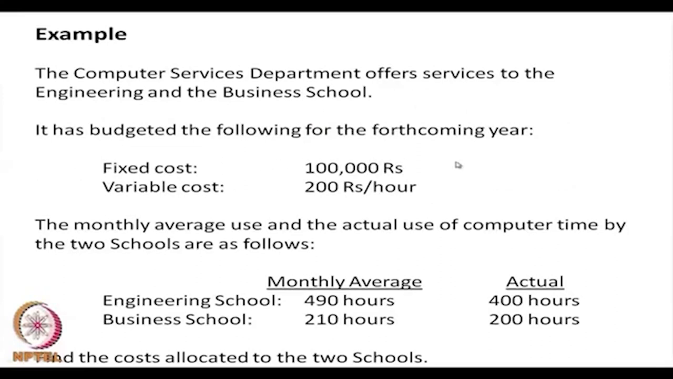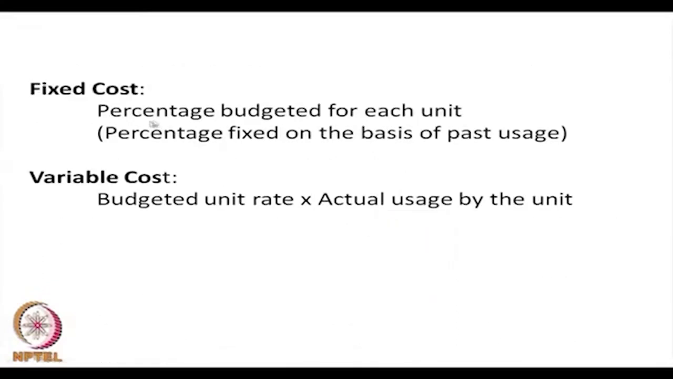Now, let us take this example which will clarify all that we have said just now. The computer services department of a university offers services to engineering and business school, and the computer services department has the following cost components. As I was telling, all the costs that are considered fixed are pulled together. Fixed cost is 100,000 rupees and variable cost comes to 200 rupees per hour. Now, the monthly average use and the actual use of computer time by the two schools are as follows. Now, this monthly average is based on the past data, which will be the budgeted percentage for each unit.